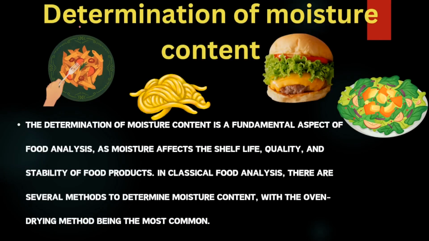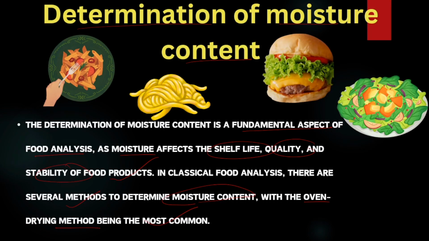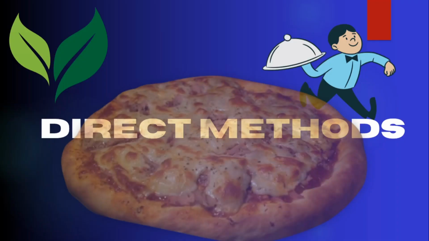Today I am going to explain about the determination of the moisture content. It is a fundamental aspect of the food analysis. Moisture affects the shelf life, quality and the stability of the food products. In classical food analysis, there are several methods to determine the moisture content, with the oven drying method being the most common. In this we see the direct methods.